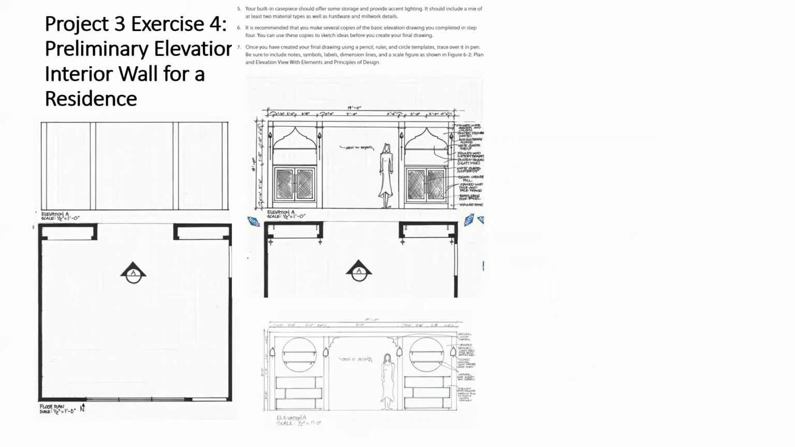So the next exercise is drawing a preliminary elevation of an interior wall. Now this can be really helpful for two reasons. The first is that we use this exercise to learn how to express a concept not just in the furniture selections, but also in the built-in features. It can also be really wonderful to incorporate some kind of custom built-in feature in your client space to give a sense of personality and individualism, as well as a wow factor.